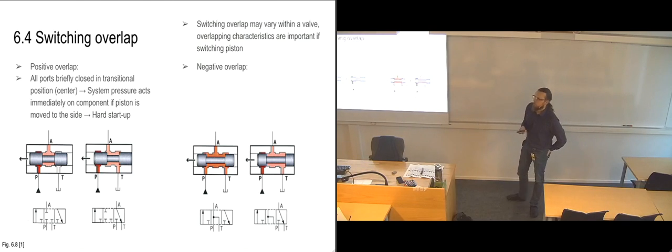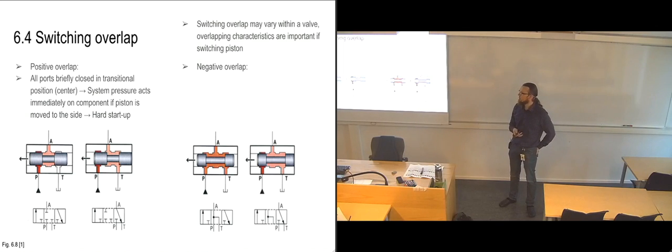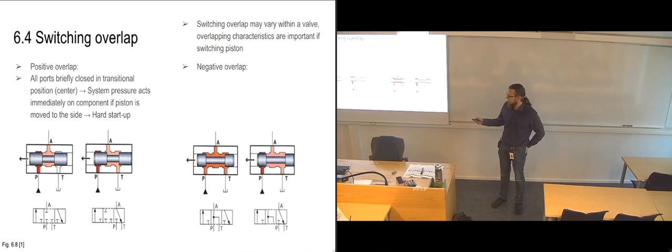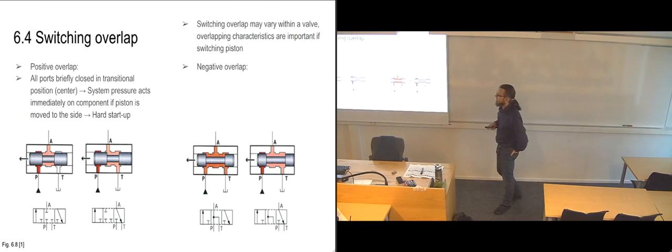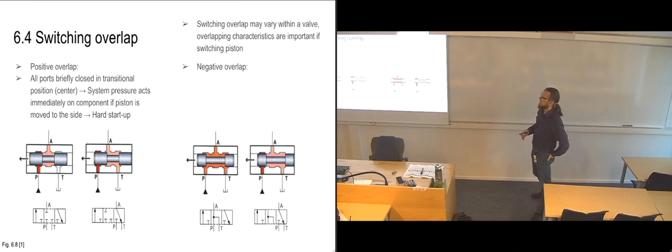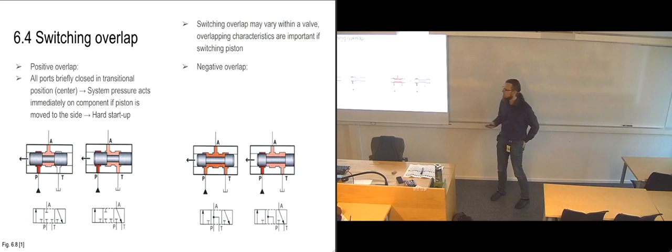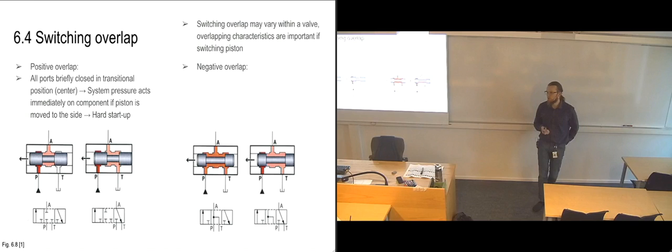So for a positive overlap, we have all ports briefly closed in the center position, and as we can see here in our symbol, the center position, everything is closed off, and the system pressure will act immediately on the component if we continue moving the piston to the side, so there won't be any leakage going over to the tank line, so everything will just shoot straight up and right into a cylinder, if it's a cylinder that we've connected to this one.